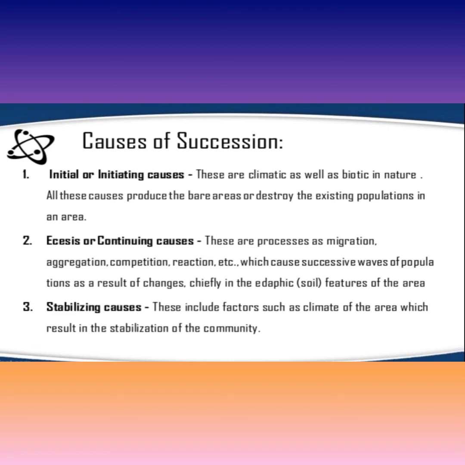Ecesis causes are processes such as migration, aggregation, competition and reaction, which cause successive waves of populations, resulting in changes chiefly in the edaphic features of an area. Then stabilizing causes. These include factors such as the climate of an area, which result in stabilizing the community.